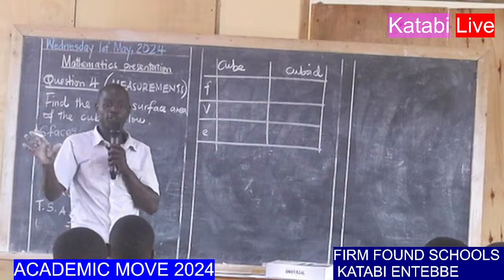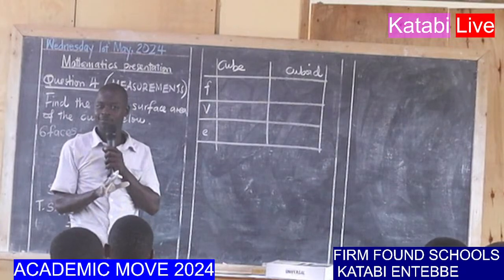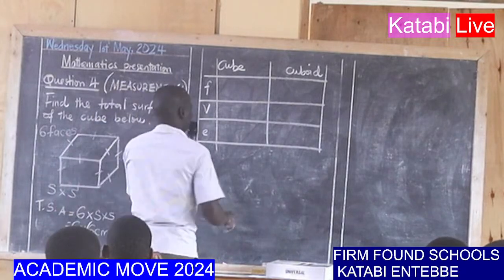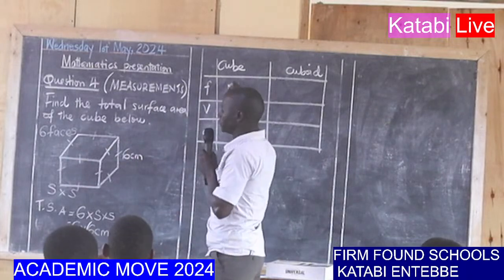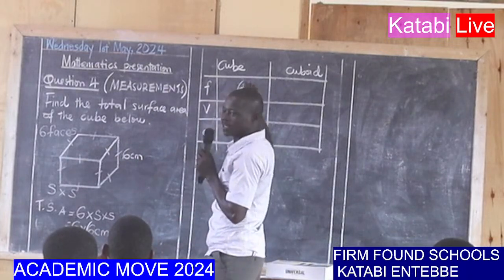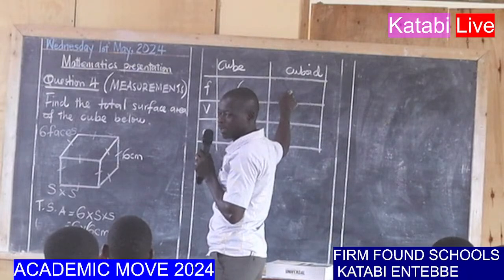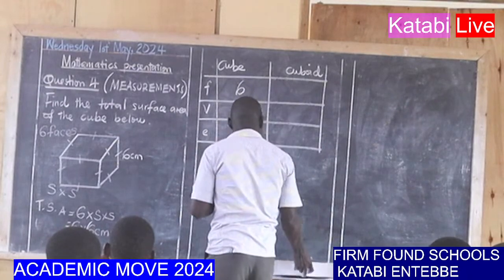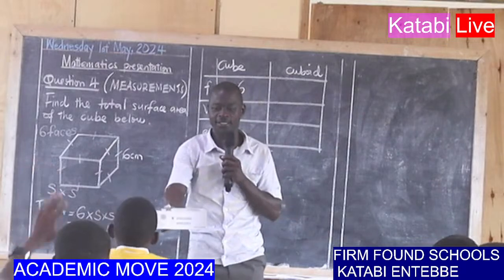Are they different or are they the same? How many faces has a cube? 6. How many faces has a cuboid? 6. Do you know where they are? Yes. Can somebody come and count for me the faces here? Count and see. 6 of them.